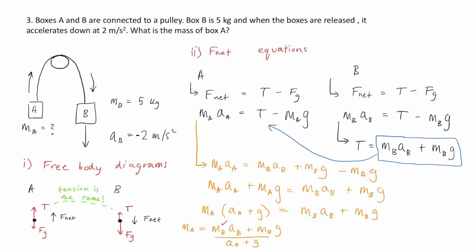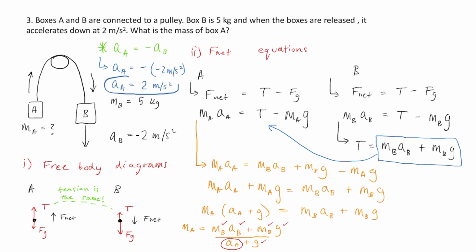And you can see, we know the mass of box B, we know the acceleration of box B, we know the acceleration due to gravity. What we're missing is the acceleration of box A. But remember, box A and box B are connected by a rope and moving together. That means their accelerations have the same magnitude, but will be in opposite directions, because box A is accelerating up and box B is accelerating down. And since box B is accelerating at a rate of negative 2 meters per second squared, box A is accelerating at a rate of positive 2 meters per second squared.